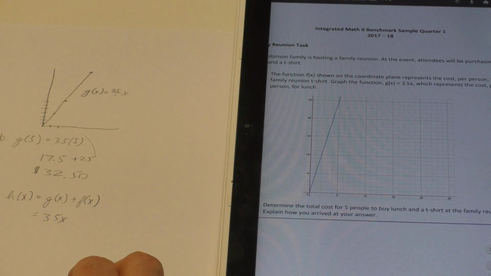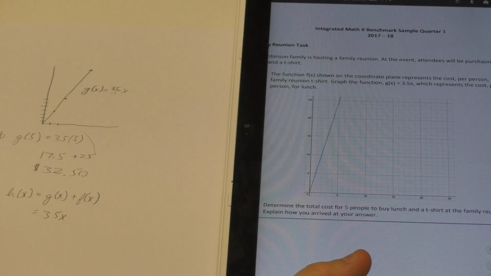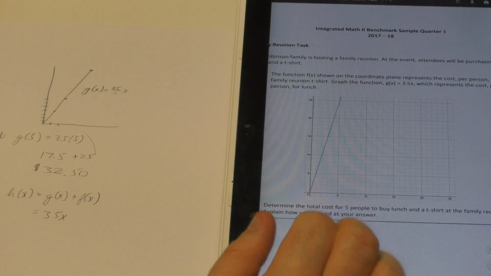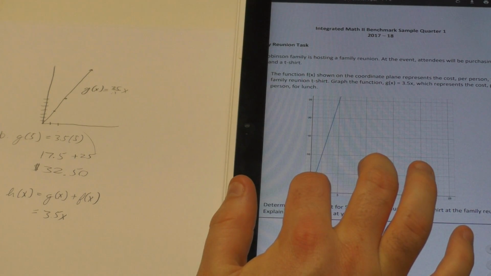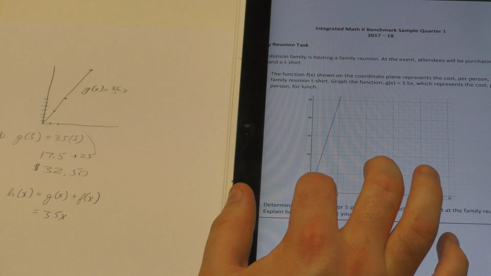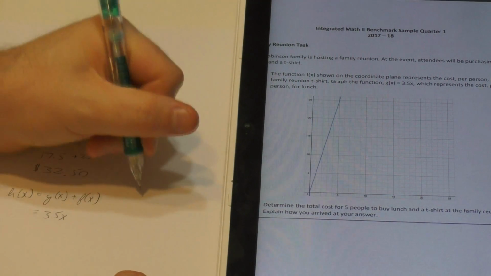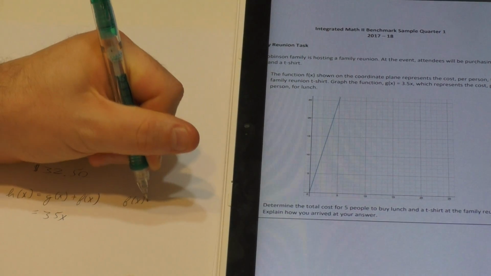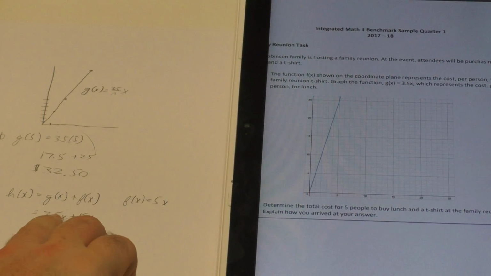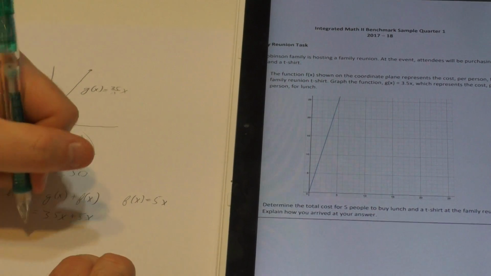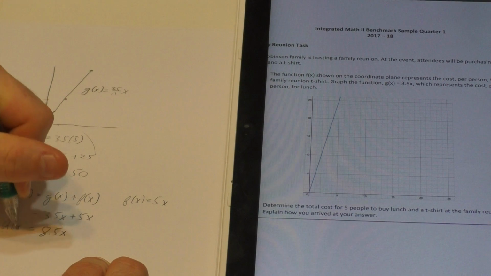Now for f of x, I can look at this graph and find the equation. You just use y equals mx plus b. The y-intercept is 0. Now the slope, let's see, rise 5, run 1. So the slope is 5 over 1, so f of x equals 5x. So I'm going to put that in there: 3.5x plus 5x. Those are like terms, so we can combine them. It's going to be 8.5x. So h of x is 8.5x.